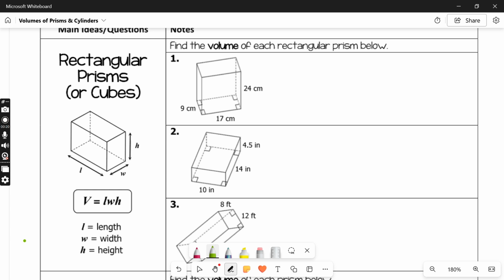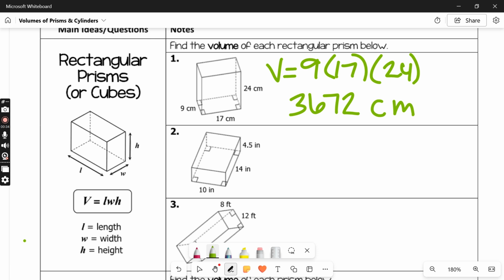So number one, if we're asked to find the volume, our volume is going to be 9 times 17 times 24. Okay? And when I multiply those, I get 3672. And my units for this will be centimeters, and it is cubed. Okay, so area is squared, volume is cubed. And that's it. 1, 2, and 3 all look the same. So you can pause it, try 2 and 3, and see what you get here.